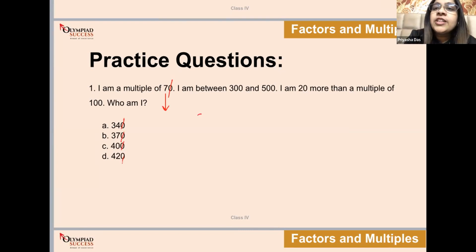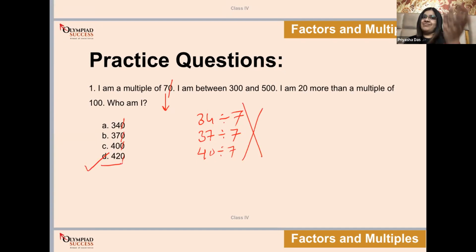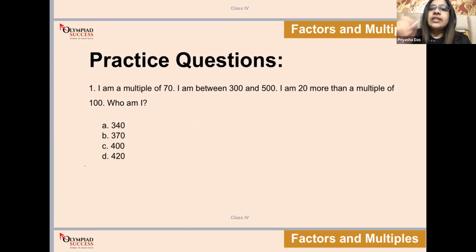Is 34 in the table of 7? Is 37 in the table of 7? Is 40 coming in the table of 7? Of course not, ma'am. We know this much of maths. Of course, 42 comes in the table of 7. Way number 2.